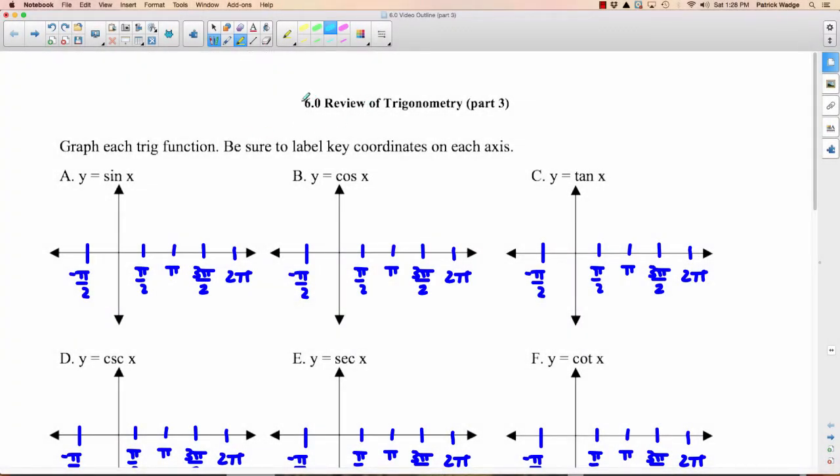We're going to finish our review of trigonometry today. It's part 3 of 3. And what I will say is this is the least important of the 3 days.